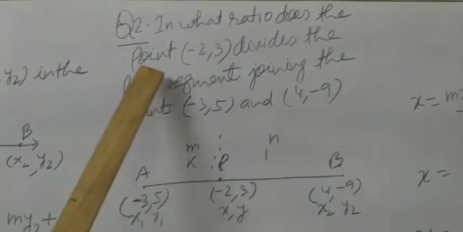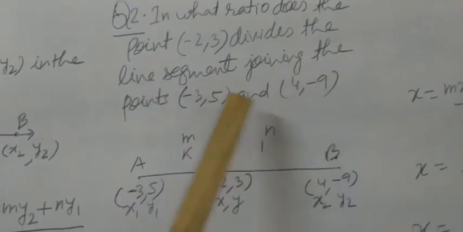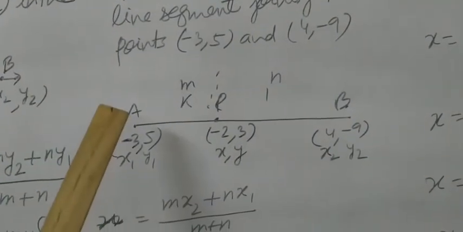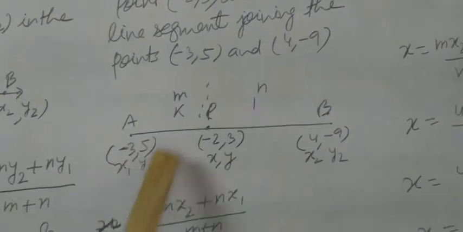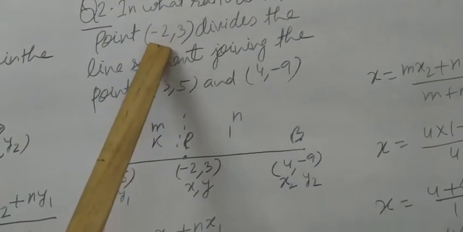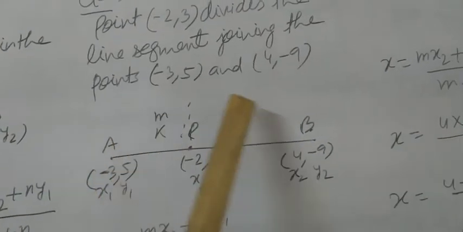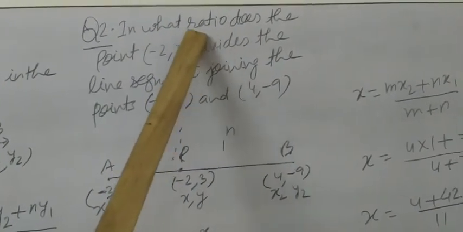Okay, students. Now one more question, let's solve. In what ratio does the point (-2, 3) divide the line segment joining the points (-3, 5) and (4, -9)? Again we have to draw a line diagram. AB, A has coordinates (-3, 5), B is (4, -9), and the point given is (-2, 3), which divides AB in the ratio m is to n. We have to find the ratio, students, here. It means we have to find the values of m and n.